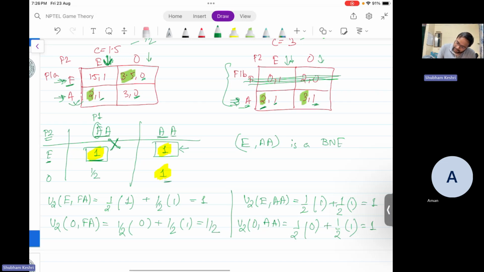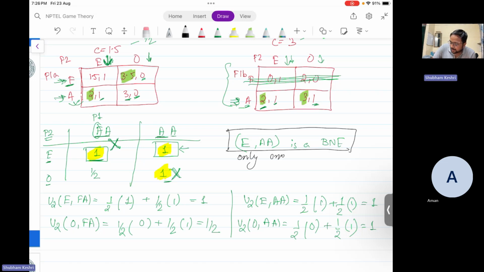We'll see this. So when player 2 is out, what is the best response of player 1A? It is not accommodate, it is actually fight. So this is not a Bayesian Nash equilibrium. Therefore, there is only one Bayesian Nash equilibrium, which is enter, accommodate. All right, is this clear?